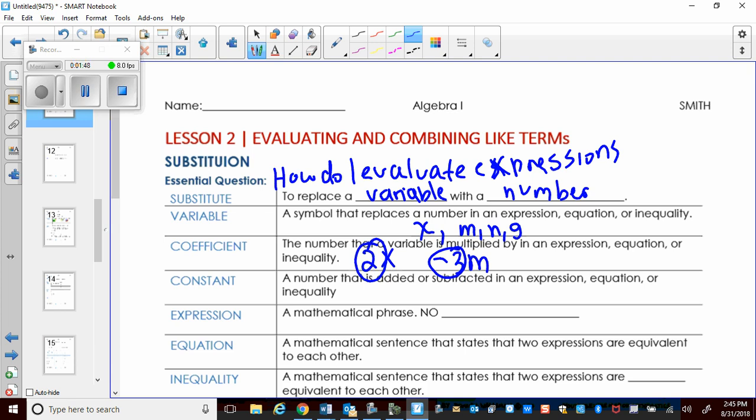A number that is added or subtracted in an expression, equation, or inequality is a constant. So if I said 2x plus 2, this number is a constant. If I said 3x minus 4, -4 is a constant. It does not have a variable multiplied by it. Expressions are just mathematical phrases. There is no equality or inequality symbol. Okay?